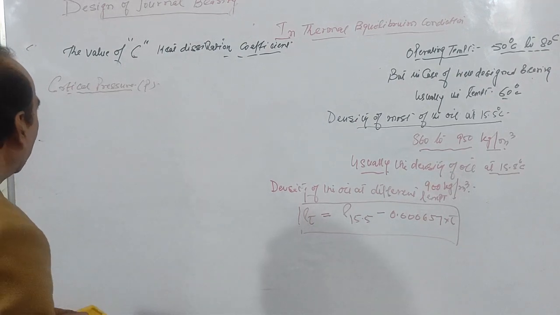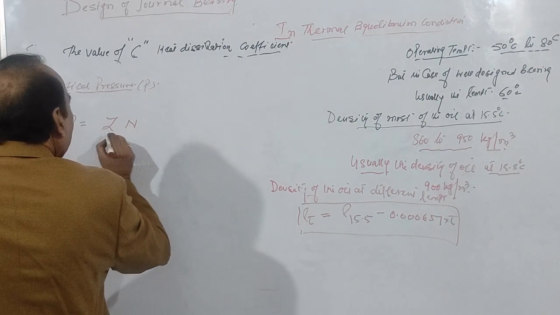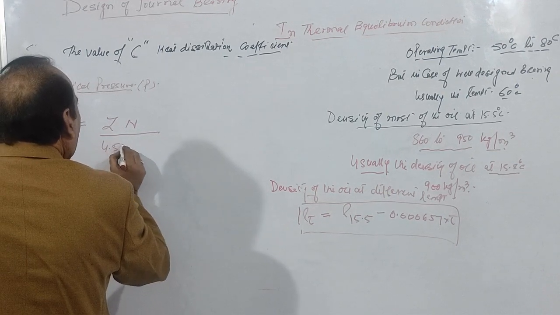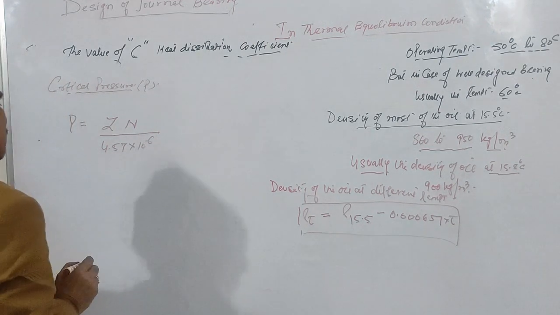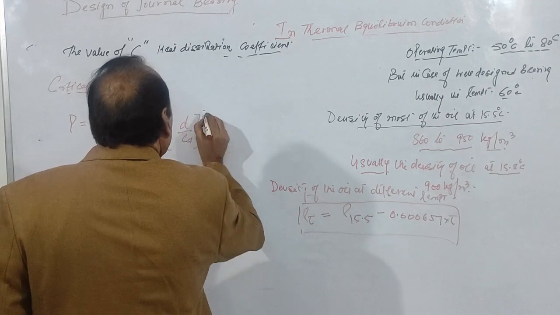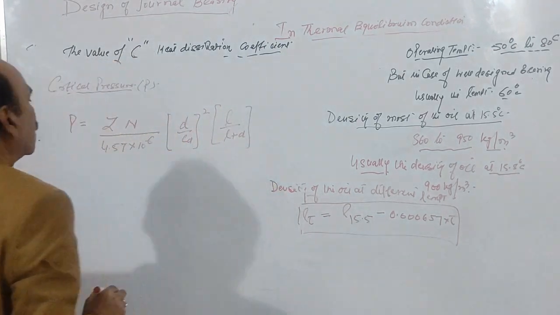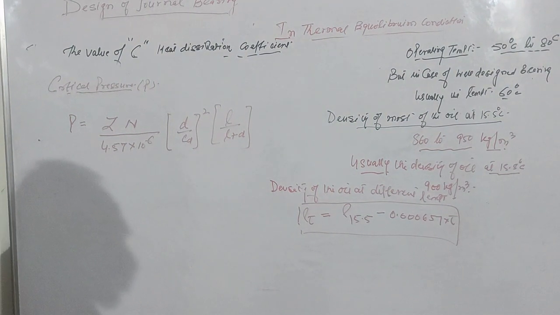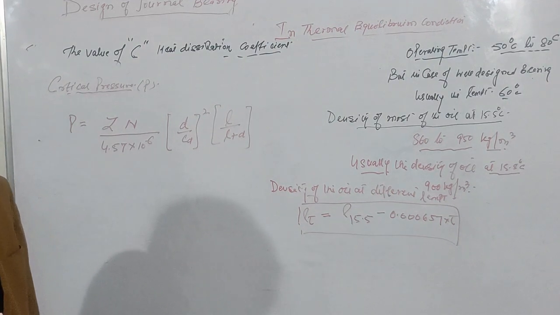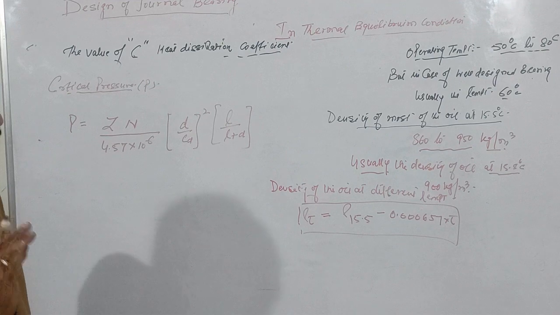An important formula for this you should keep in your mind: P is equal to Z N upon 4.57 into 10 raised to power 6, into (d upon c) whole square, into l upon (l plus d). So this is your critical pressure. I think mostly all the parameters in the design of the bearing, I have explained here. On these parameters, you can design the bearing, right?